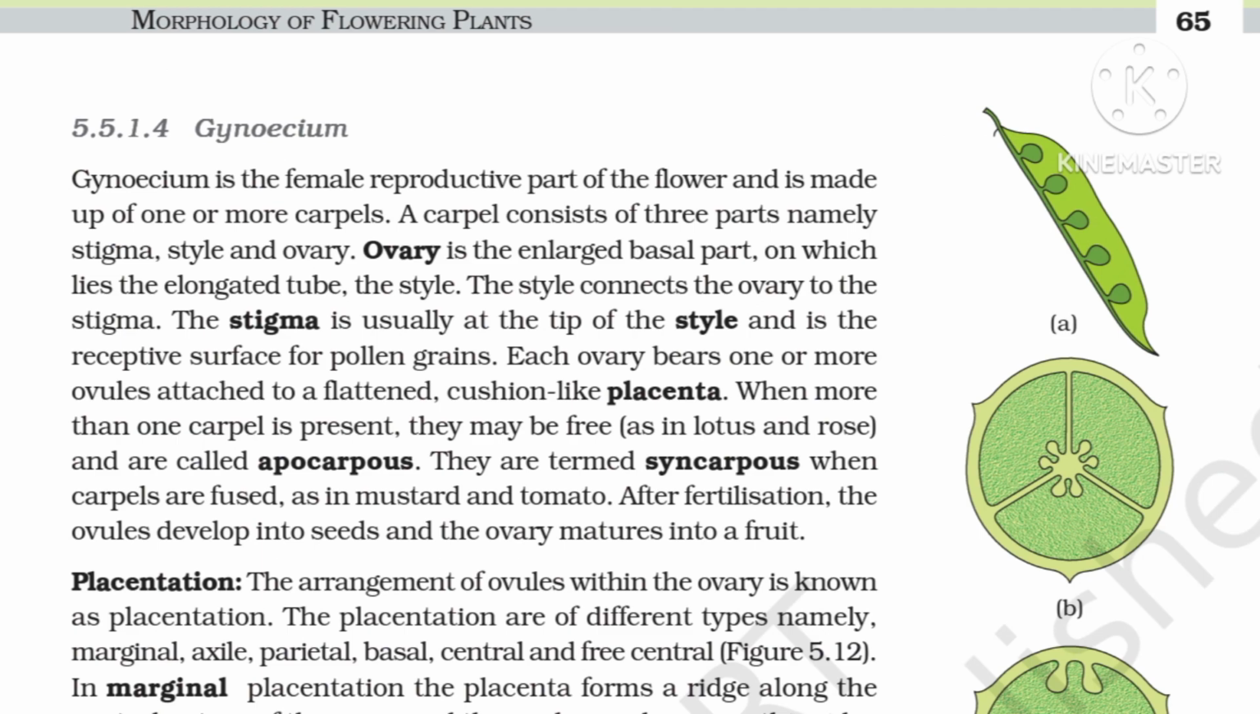Gynoecium. Gynoecium is the female reproductive part of the flower and is made up of one or more carpels. A carpel consists of 3 parts, namely stigma, style, and ovary. Ovary is the enlarged basal part, on which lies the elongated tube, the style. The style connects the ovary to the stigma. Stigma is usually at the tip of the style and is the receptive surface for pollen grains.